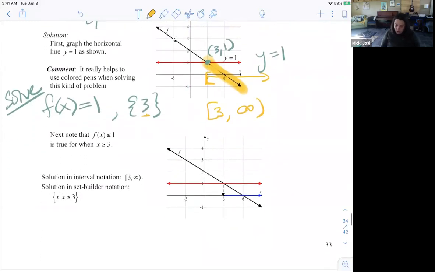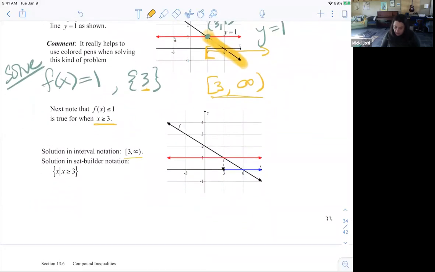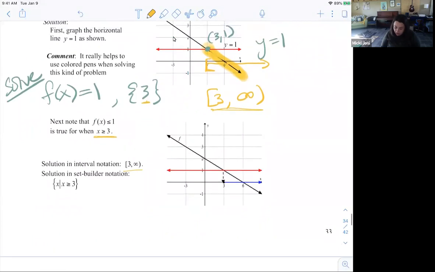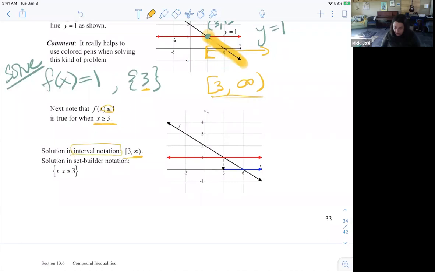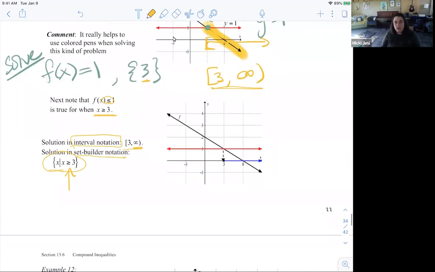Note that f of x is less than or equal to 1 is true when x is greater than or equal to 3, and that's what I have here as an interval. The solution set as an interval: we put the bracket around 3 because we're using less than or equal to, so we can include 3, and then we go to positive infinity. This is interval notation. Our solution set in set builder notation is x such that x is greater than or equal to 3. You just put the inequality inside the set notation. We call it set builder because it's an infinite set, so we can't list every single number in the set.